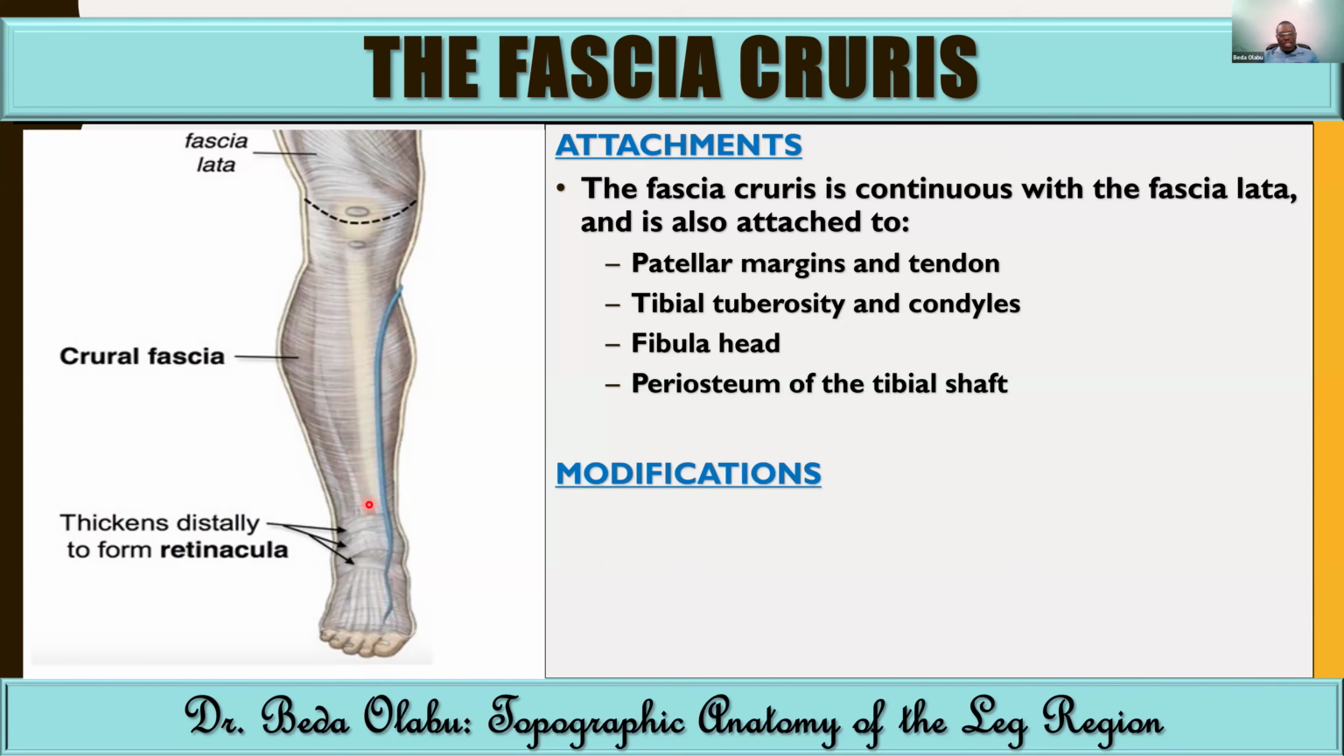There are some modifications that the fascia cruris has that I want to mention. So distally here, around the ankle joint, fascia cruris has some thickenings that cross the ankle joint. These thickenings are supposed to hold in place the tendons and neurovascular structures that traverse the ankle. We call them the retinacula. So on the anterior aspect of the ankle, we have the extensor retinaculum.